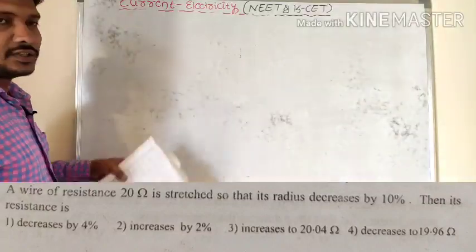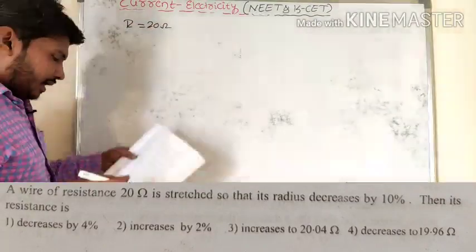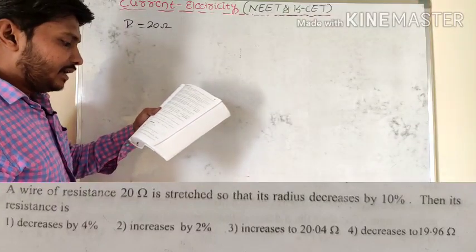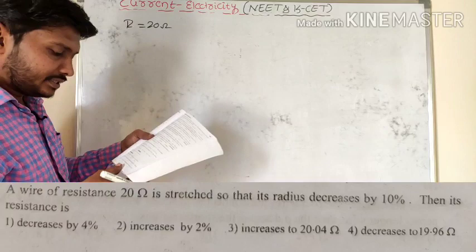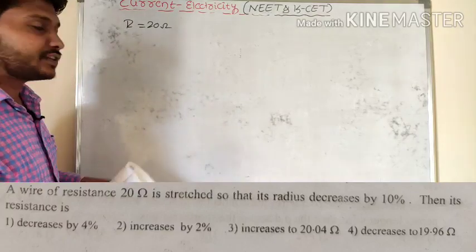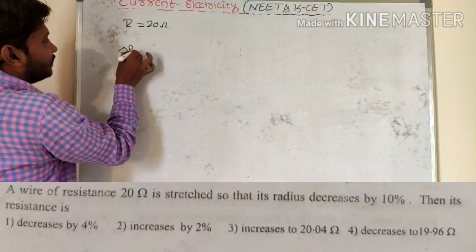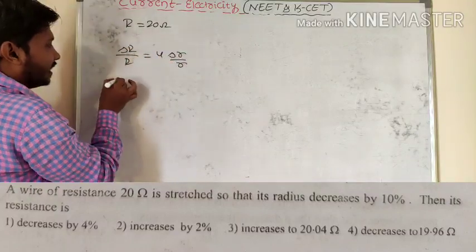A wire of resistance 20 ohm is stretched so that its radius decreases by 10%. Then what is its resistance? What is the connecting formula here? Delta R by R is equal to 4 into delta r by r.